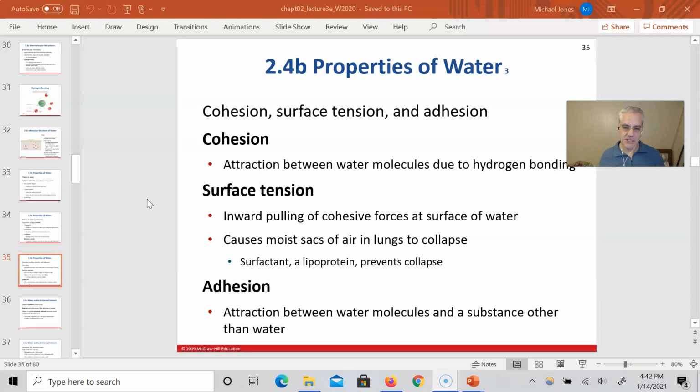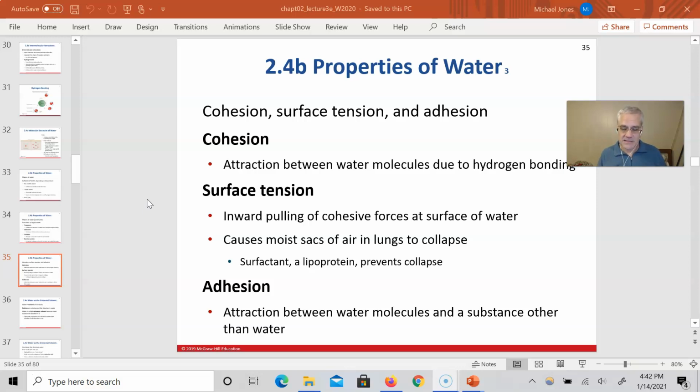It has cohesion. Cohesion means it's attracted to itself. Because water, all by itself, has a slightly positive end and a slightly negative end, but the next water molecule over has the same thing, and so they will orient themselves so that they're all attracted to each other. That causes what we call cohesion. They like to stick together.